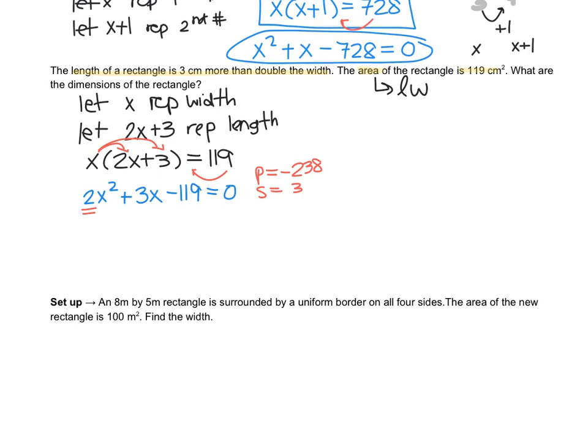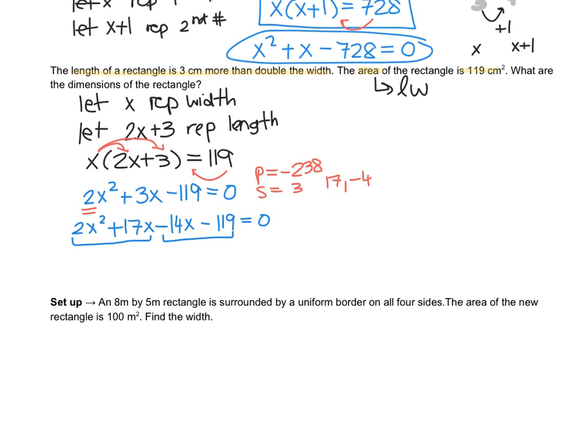So when you play around and you try on your calculator, I would do 238 and start dividing it by different numbers. Now, if you do 238 divided by 17, you get 14. So if I make my 14 negative, problem solved. So 17 and negative 14 are my magic numbers. So I'm going to decompose that 3x into those two numbers. So 2x squared plus 17x minus 14x minus 119 equals 0. Now I'm going to pair them up and find the common factor in each pair.